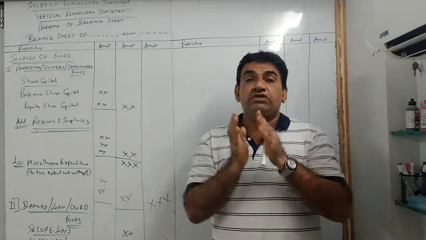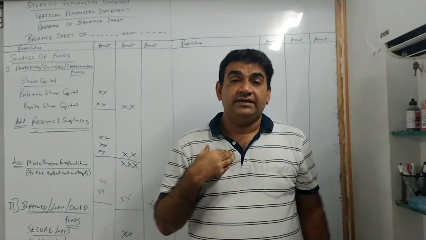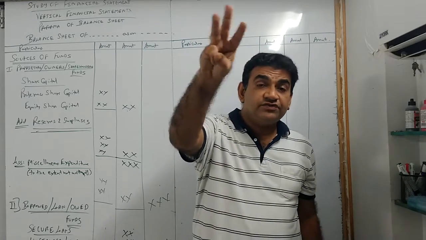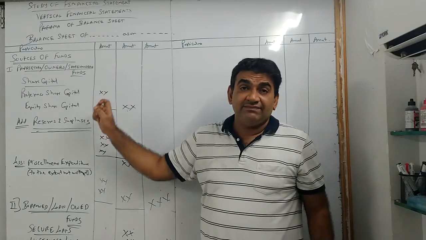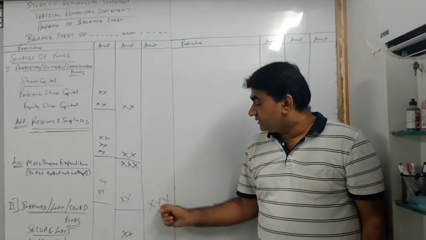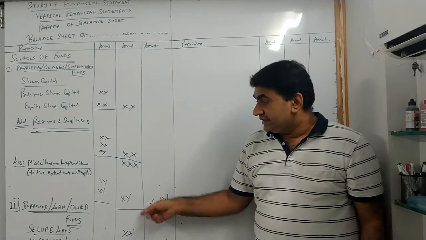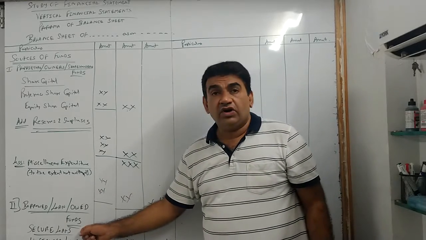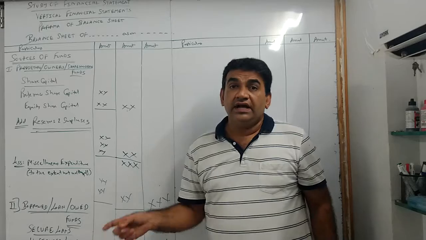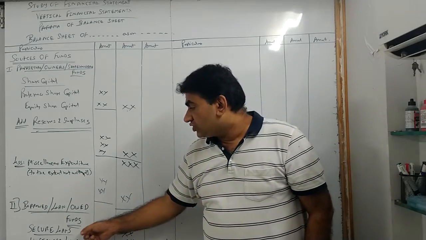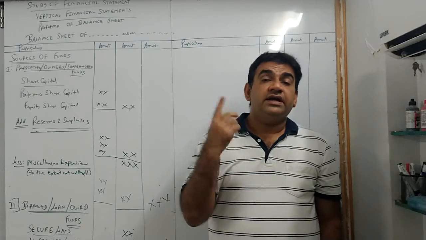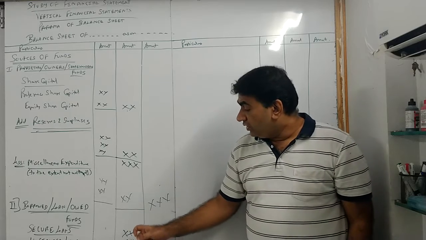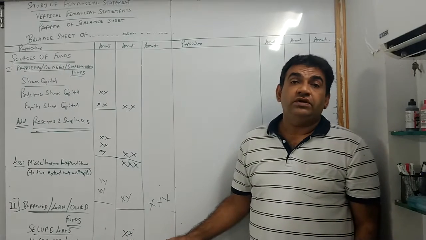First part, sources of funds, from where you are getting the money. In that, the first part is owners, khud ka paisa, which is further in three parts: share capital plus reserves minus fictitious. That gives me owner's funds. Second part, borrowed funds, which is further in two parts: secured loan and unsecured loan. A loan against which a security is given is called secured loan, and a loan against which security is not there is called unsecured loan. Secured loan plus unsecured loan gives you total borrowed funds.